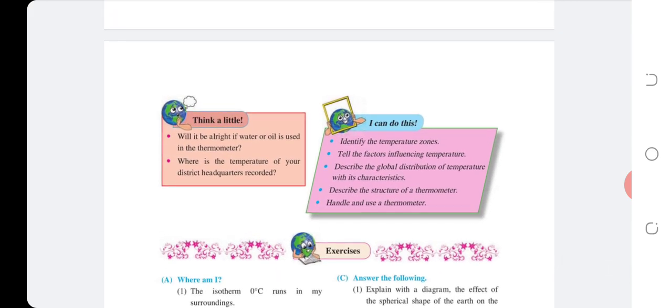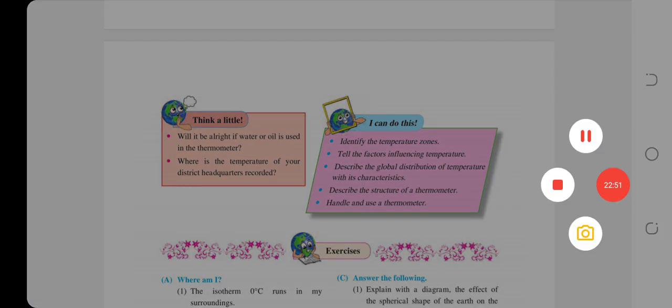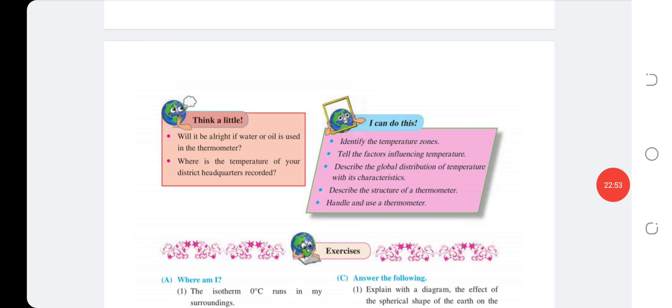Identify the temperature zones. Tell the factors influencing temperature. Describe the local distribution of temperature with its characteristics. Describe the structure of a thermometer. Handle and use a thermometer.